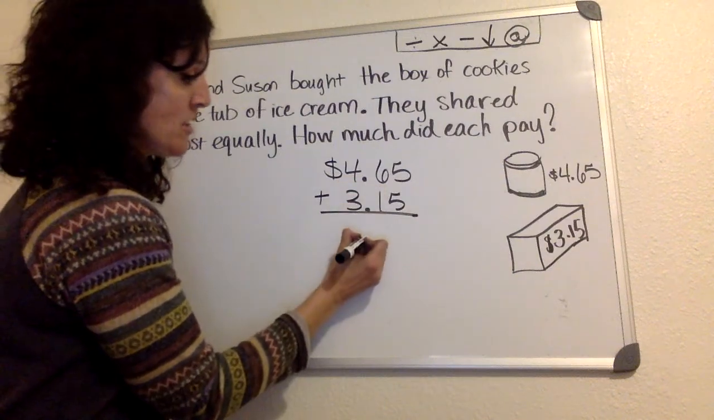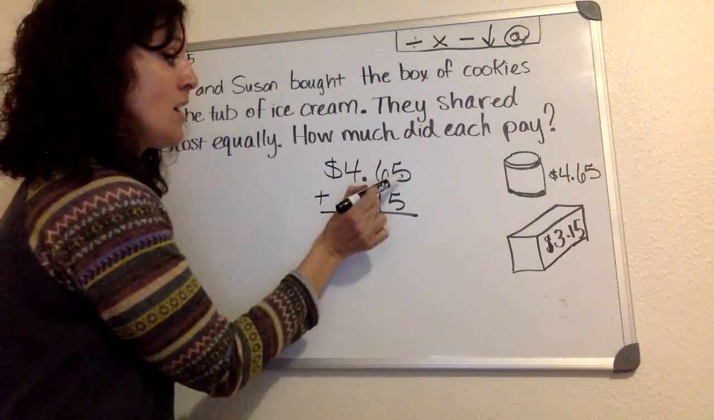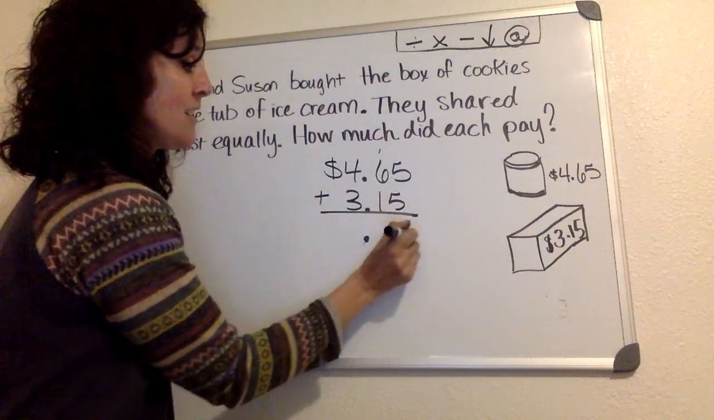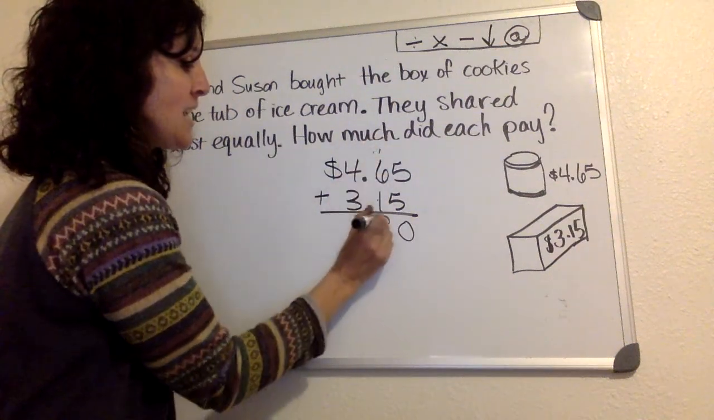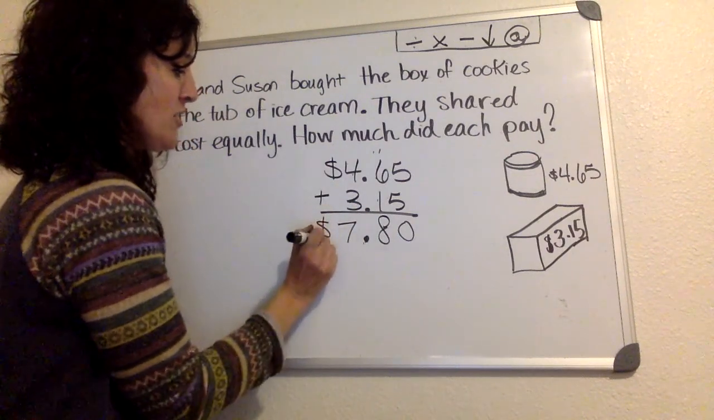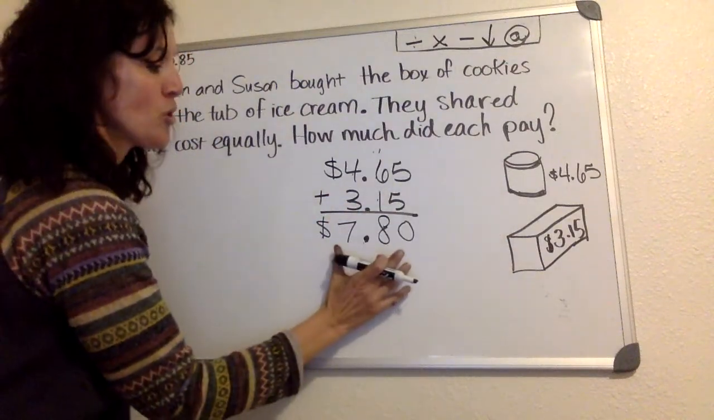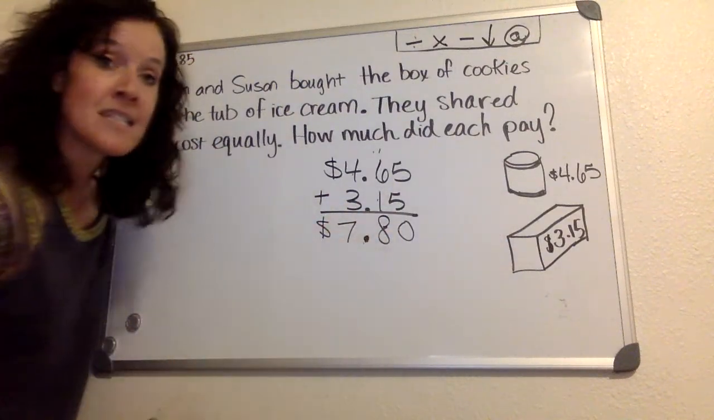Remember, for our addition, we just drop the decimal point right there. 5 plus 5 is 10. 6 plus 1 plus 1 is 8. 4 plus 3 is 7. Dollar sign. All together, for the cookies and the ice cream, the girls spent $7.80.